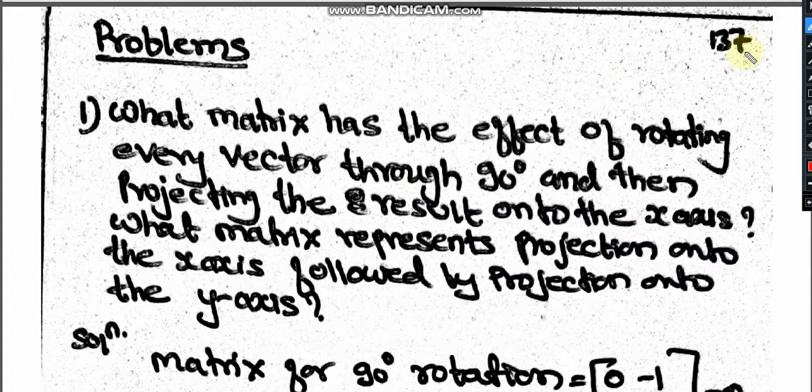So you have to remember all those matrices, or you can just draw it roughly, and then you can even find out the matrix. So here, and then what is asked next? What matrix represents the projection onto the x-axis followed by the projection onto the y-axis? That also you have to show.